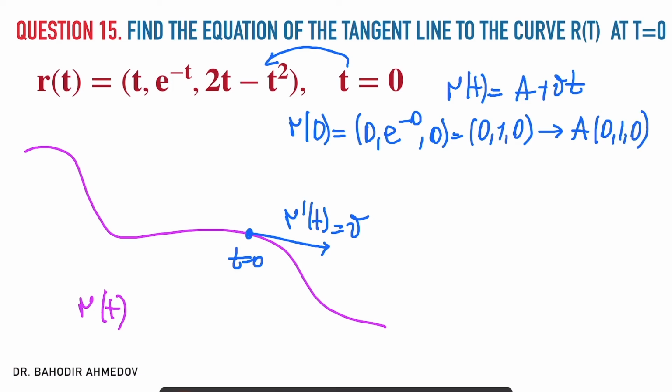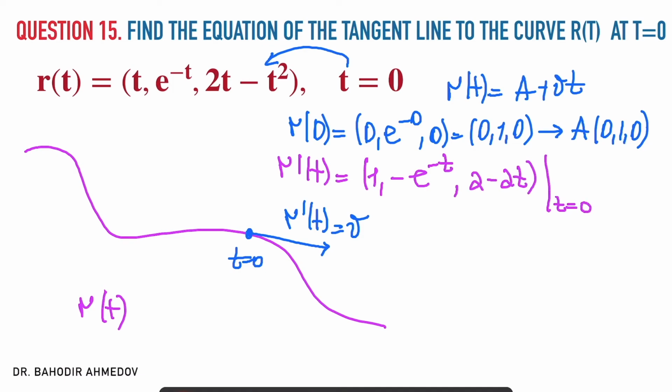So now we have to find a vector which is parallel to this line, the v vector essentially. In order to do this, we first of all have to take the derivative of r. It's going to be 1 minus e to the power of minus t, 2 minus 2t. And we have to evaluate this at t is equal to 0. Well, let's do this together. It's going to be 1 minus 1, then 2. Well, that's going to be the components of the v vector.